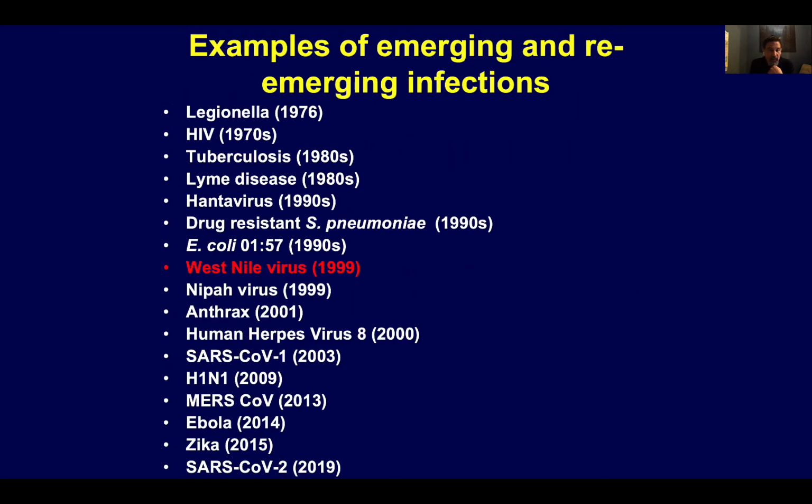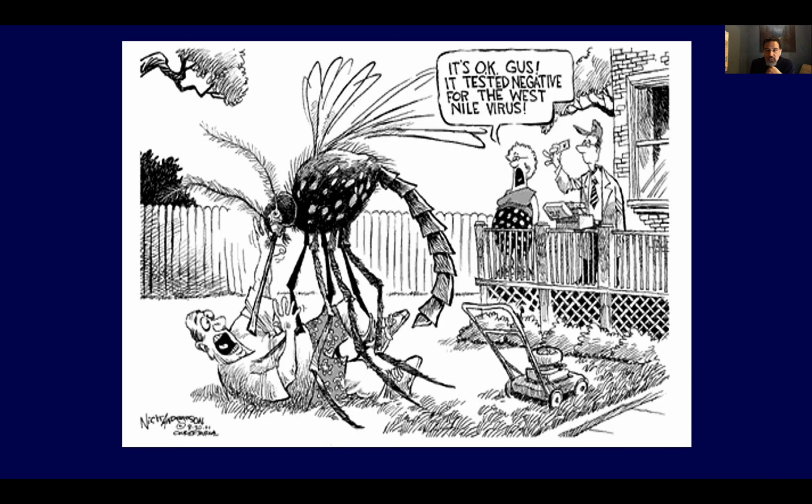So remember this list from prior lectures. West Nile virus shows up on this list of examples of emerging infectious diseases that we've covered in the course, and there have been many since. And for better or for worse, I think a healthy fear of mosquitoes in North America has returned, partly because of the emergence of West Nile virus in 1999 and beyond.